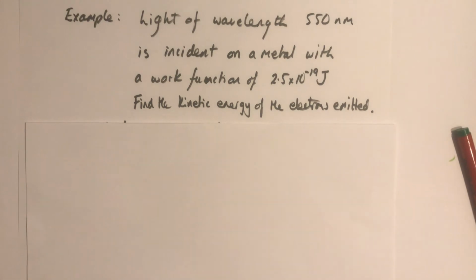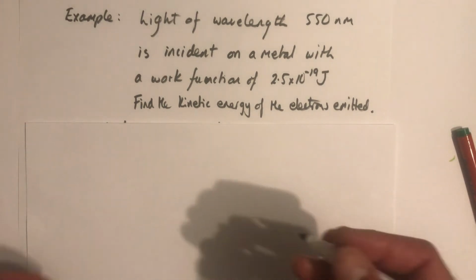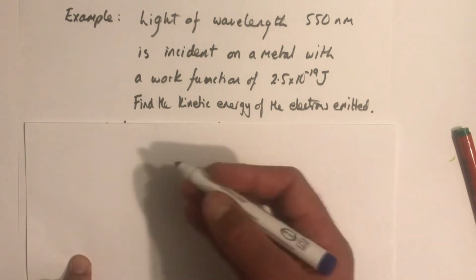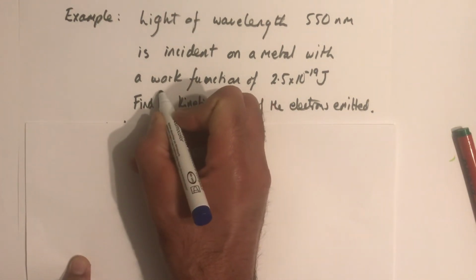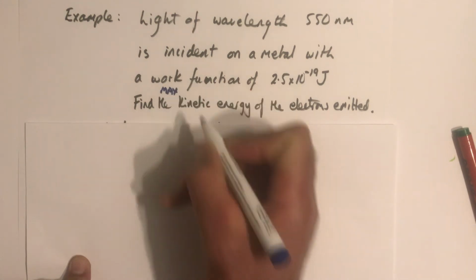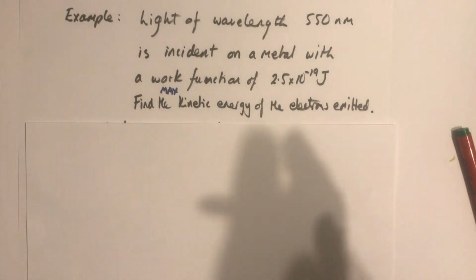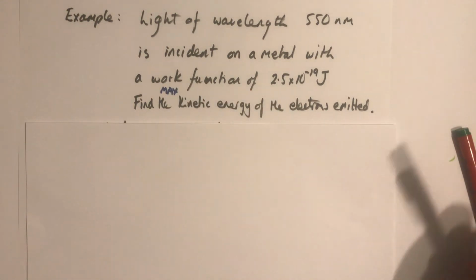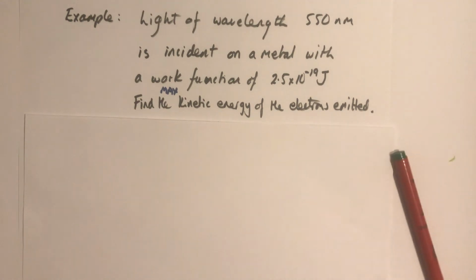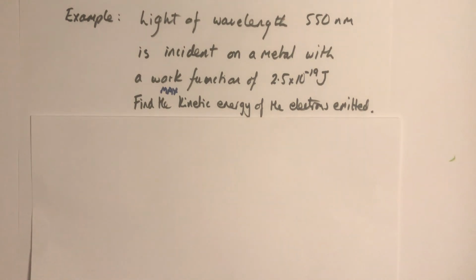Now, I've written that badly because it's possible for the electrons to be emitted in strange directions or interact with each other, which would result in less kinetic energy being emitted. So we're really looking for the maximum kinetic energy. It's possible there'll be electrons that come out with slightly less than this due to other effects, but we're looking for the maximum kinetic energy possible.